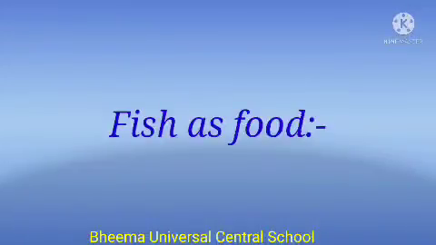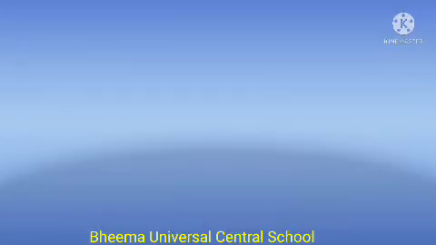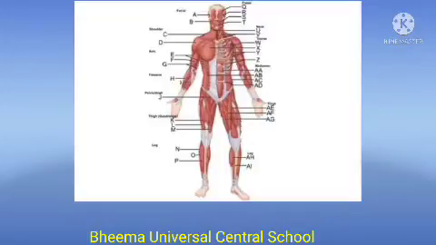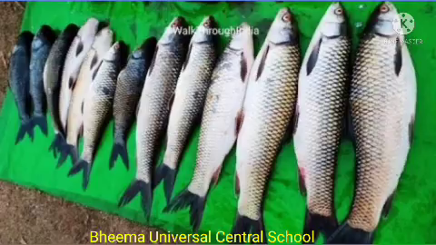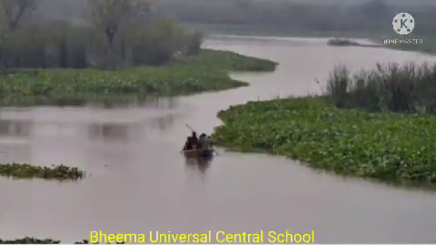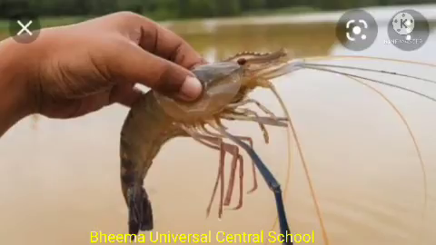Next is fish as a food. People in most parts of India, mostly in coastal regions, use fish and other aquatic animals as their additional food. Fish provide them all the nutrients to help them grow and build strong muscles. There are varieties of fish species. Fishes are also found in fresh water like rivers, ponds and lakes. Crabs, shrimps and prawns are other examples of seafood that we eat.